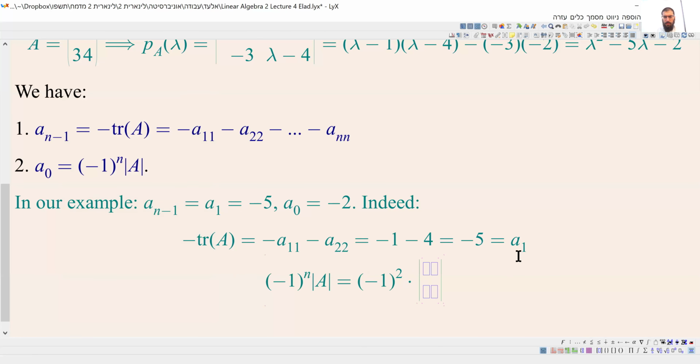So on one hand, P_A at 0 is a0. On the other hand, it's minus 1 to the power of n multiplied by the determinant of A. So we get that they are the same, as required. Both of them are the value of P_A at 0.